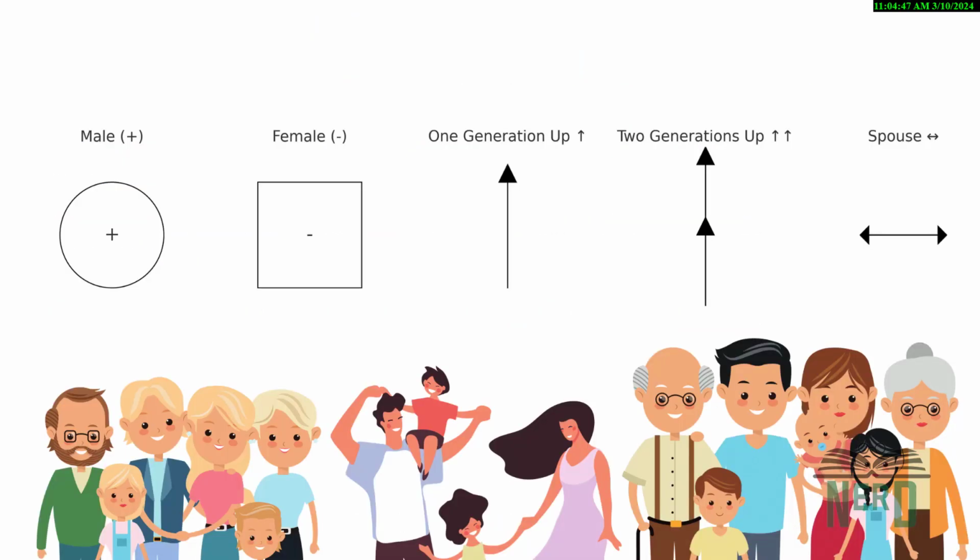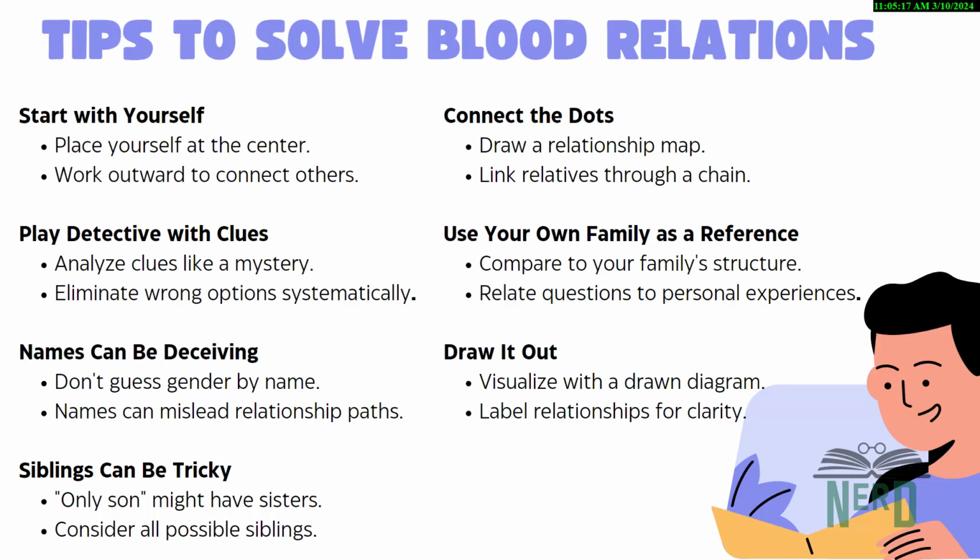See here in the slide we have a circle and also plus, which represent male, and on the other hand we have female, which is a square. And one generation up is one arrow upward, two generations up is two arrows upward, and a spouse is a double-headed arrow. So now you have the idea, you know how you can draw your family tree, and it'll be easy to answer, right? And before that, let me tell you some tips on how to solve blood relation questions.